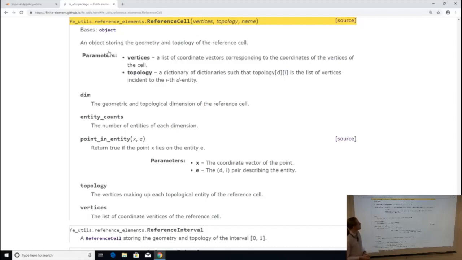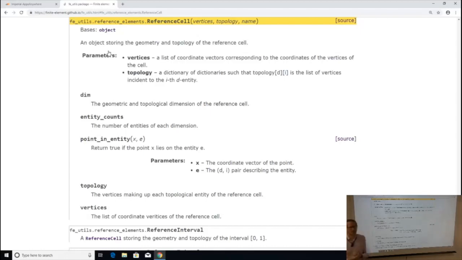Vertices is a list of coordinate vectors corresponding to the coordinates of the vertices of the cell. Okay, so if it's a unit interval, it's going to be the list containing the one vector 0 and the list containing the one vector 1. Be very careful here. When we do maths with a pen and paper, we use the implicit identity between one vectors and scalars all the time, and we just treat one vectors like they're scalars. Computers don't play games like that. You have to be very, very clear in your mind as to whether the thing we're currently doing is really a scalar or is really a one long vector, and you'll get tripped up all over the place if you fail to make that distinction.